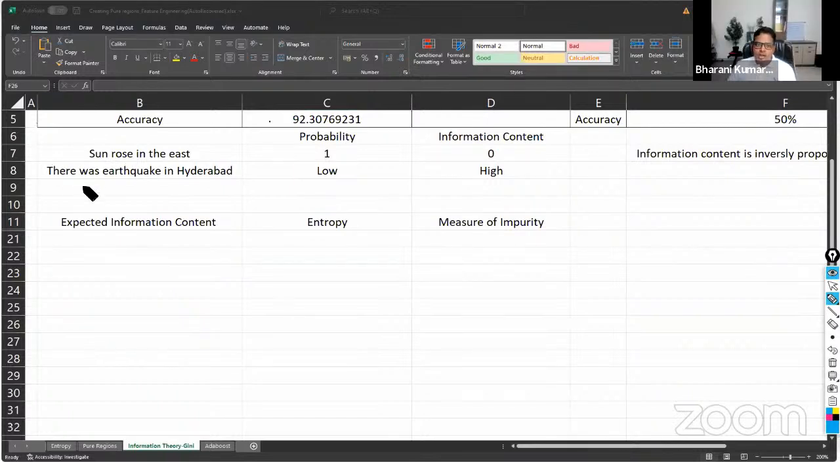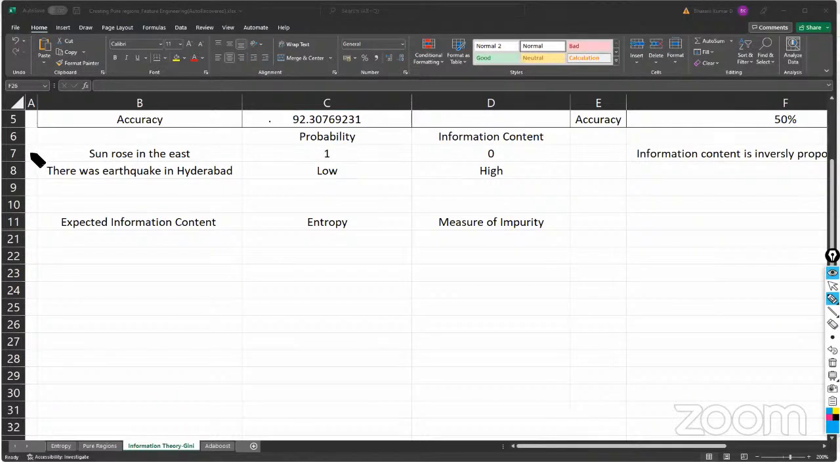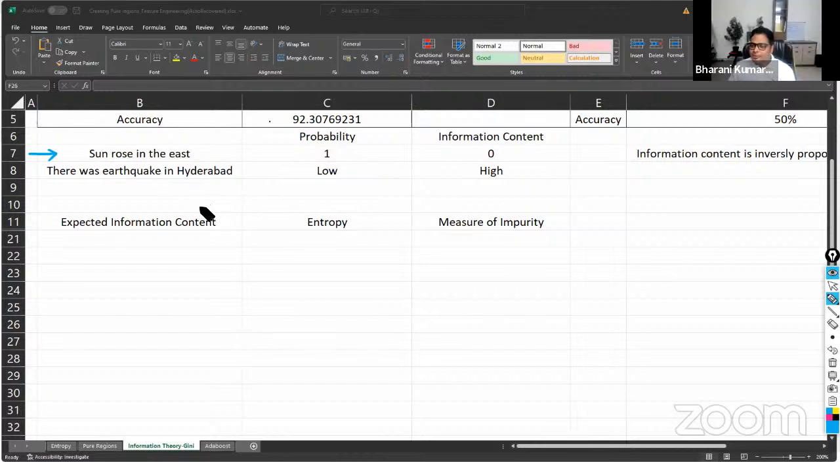And on the news channel, sun rose in the east. If at all some news channel is putting this in the news and saying that sun rose in the east today, would you even value it? Absolutely no. You know for a fact that sun will rise in east only. Sun will not rise in west. Okay. Sun rose in the east. And obviously sun will rise in the east.